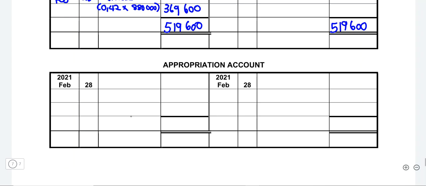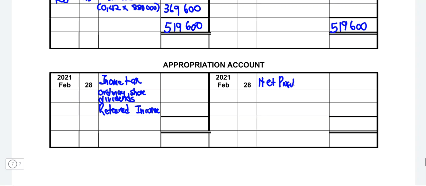Now remember, our appropriation, we are going to use it to pay our income tax, right? We're also going to use it for our ordinary share dividends. This is how we are going to share our profit. And then once we've paid these things, the rest will go to our retained income. So we'd have retained income here, which will be the new money that we are reserving for the current year. And then remember, here we would have net profit before tax, and then in the folio you can write general journal, but I don't have space for that.